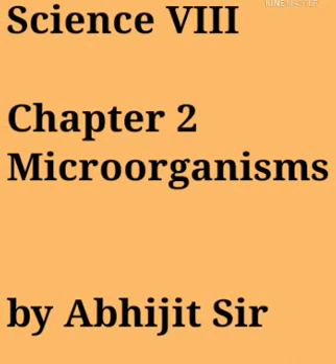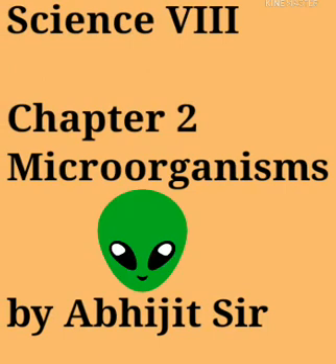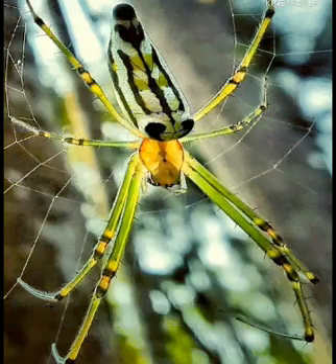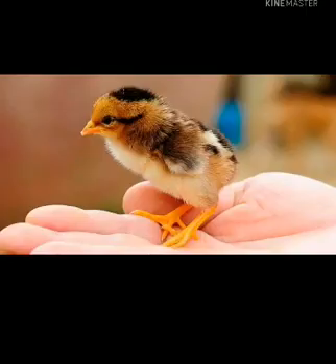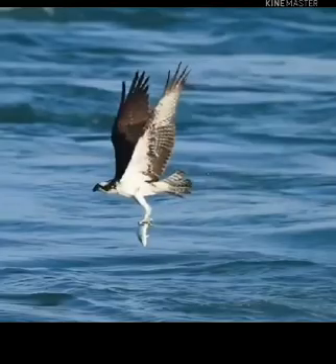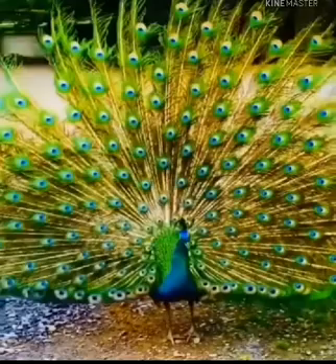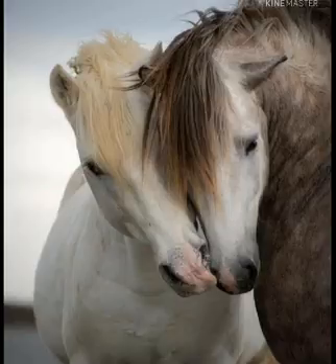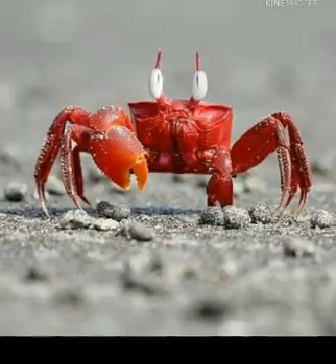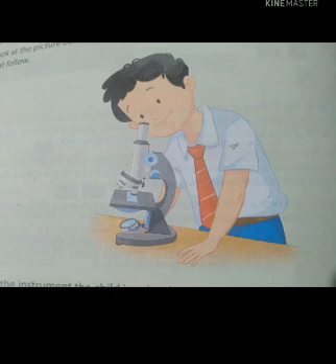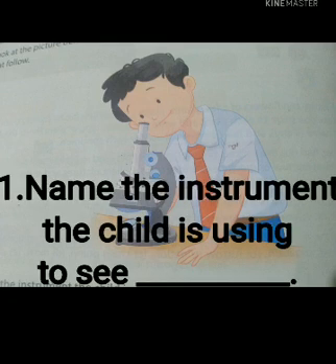This is Avijit Mukherjee. We are studying chapter 2, microorganisms. There are a variety of organisms on our planet. Some, such as the blue whale, are extremely large, whereas some, such as amoeba, are very tiny and cannot be seen with our naked eyes. Look at this picture and try to answer the questions that follow.